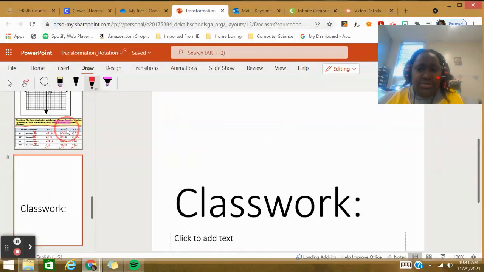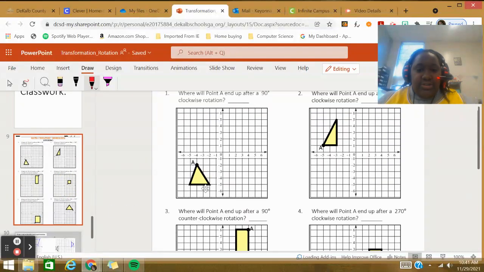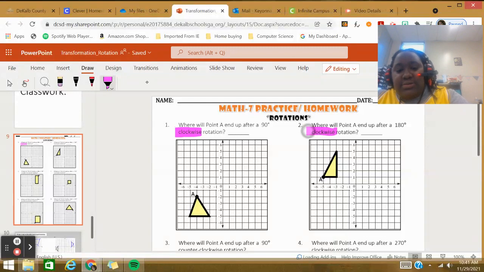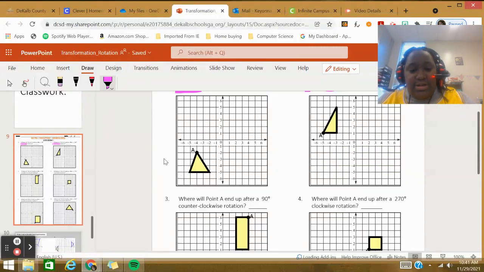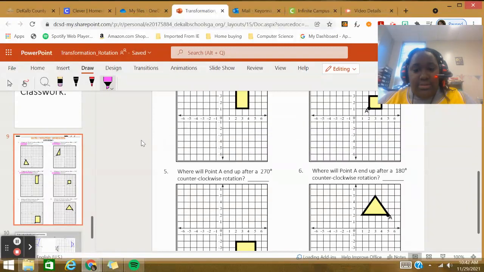All right. And that is the end of the notes. I'm sorry, the classwork, and I just want to make sure I emphasize this. One suggestion: the very first thing I advise that you guys do is underline what it's asking you to do. So if it says clockwise, underline clockwise. If it says counterclockwise, underline counterclockwise.